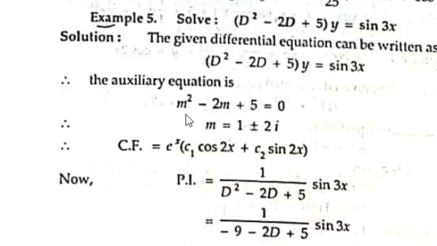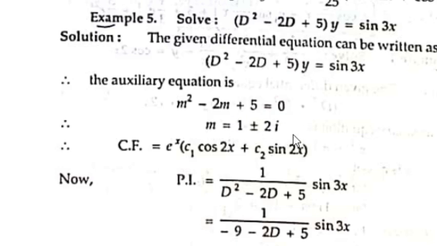Now we write the auxiliary equation. That is, we replace capital D by m, which gives m² − 2m + 5 = 0. Then solving this equation, because it's a quadratic equation, we get two roots. Those are m = 1 ± 2i.